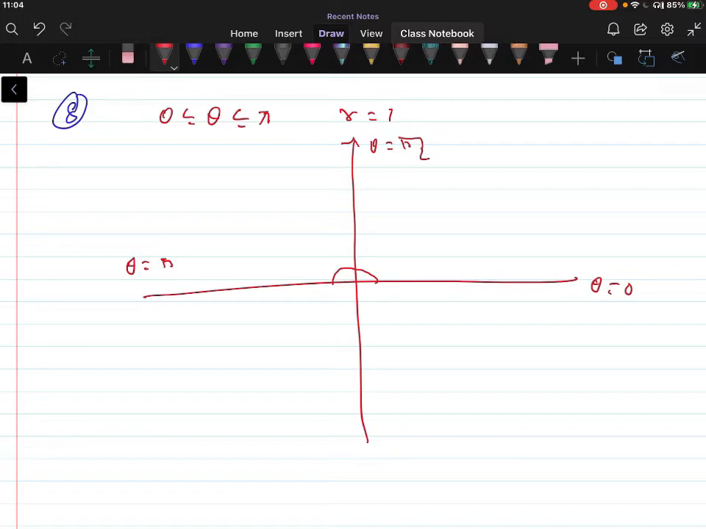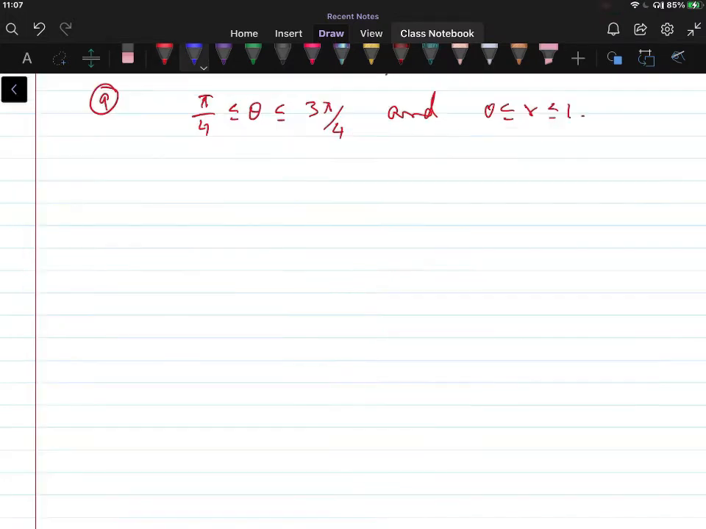So take 1 unit from the origin. So we have a circle with radius 1. But theta varies from only 0 to pi, so we should consider only the upper semicircle. So this is r equal to 1 and theta varies from 0 to pi. This is the graph of the points where theta varies from 0 to pi and r is equal to 1.